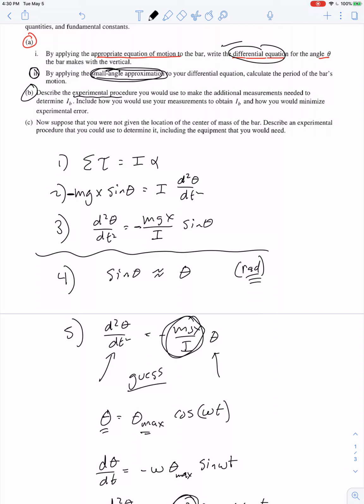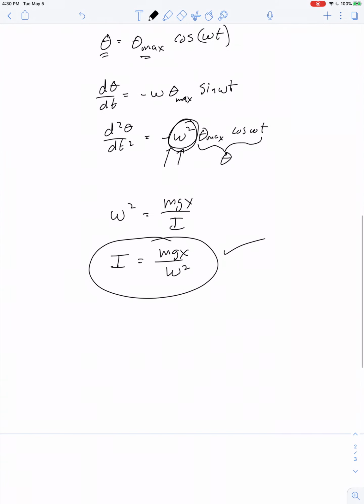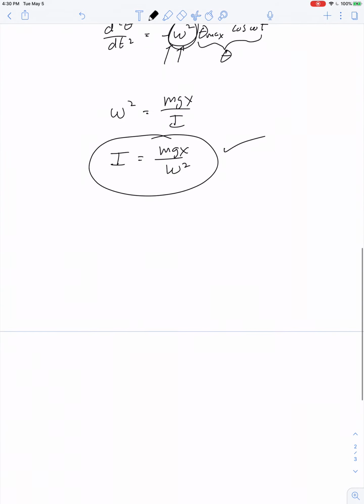Describe an experimental procedure that we could use, making any additional measurements, so that we can experimentally determine what the rotational inertia of the bar should be. So in theory, it should be this value. In practice, we need to come up with a way to collect data.